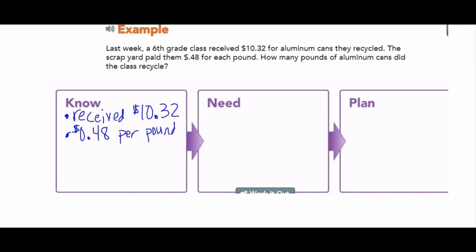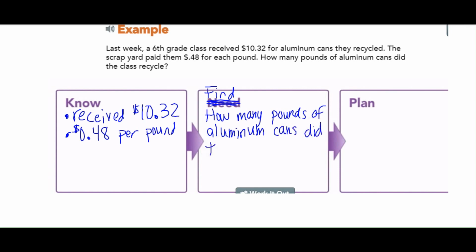So we have to know, what operation is this? We also need to know what we need to find. So erase this need and put find right here. So we want to find how many pounds of aluminum cans did the class recycle. So that's the question that we want to answer. So what is our plan? Our plan is to divide, because we're trying to figure out how many groups, how many pounds.